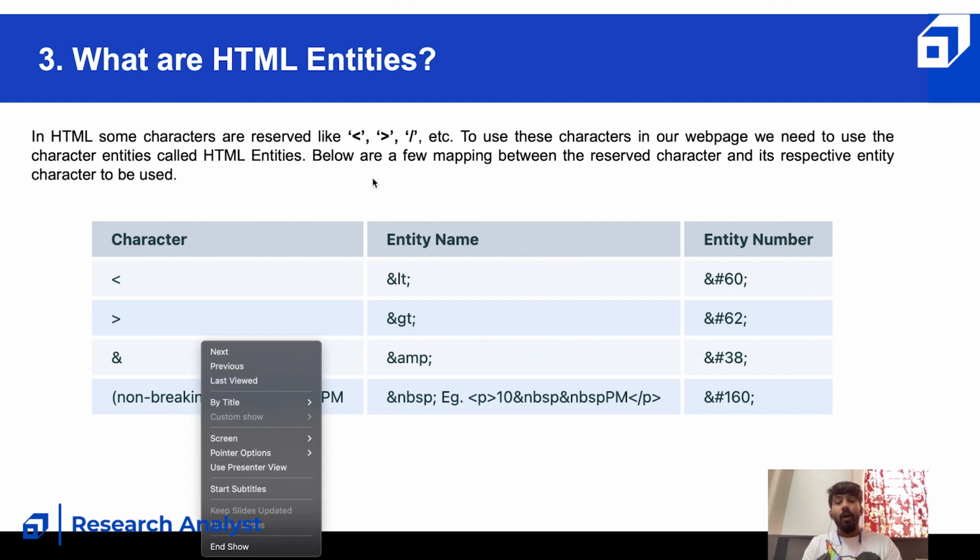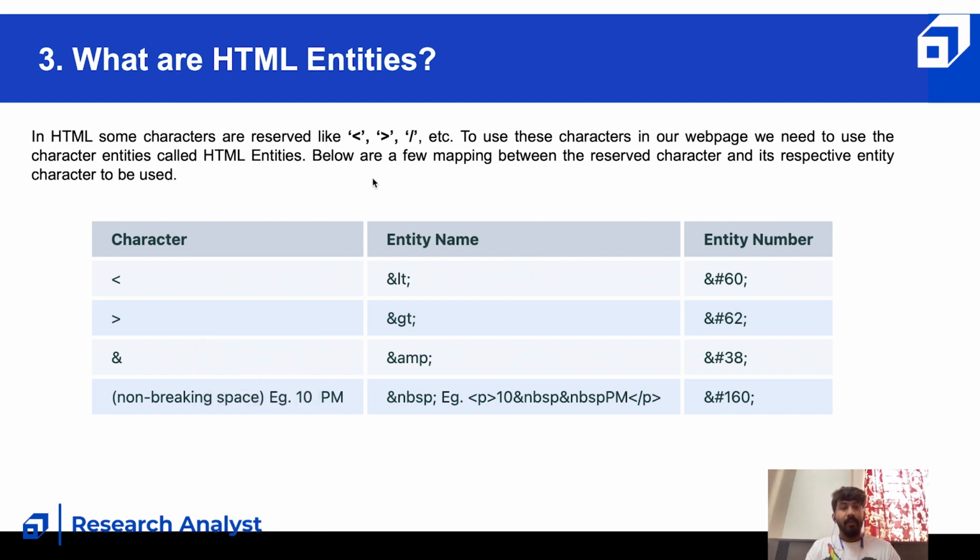Below are a few mappings between the reserved character and its respective entity character to be used. This is the character, okay? So this is the character. The entity name is lt, for less than, and the entity number is #60. So you can go with the text or you can go with the number, it doesn't matter, it will give you the same character output in the browser.